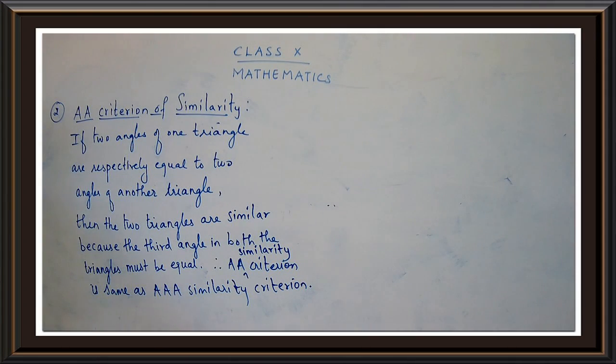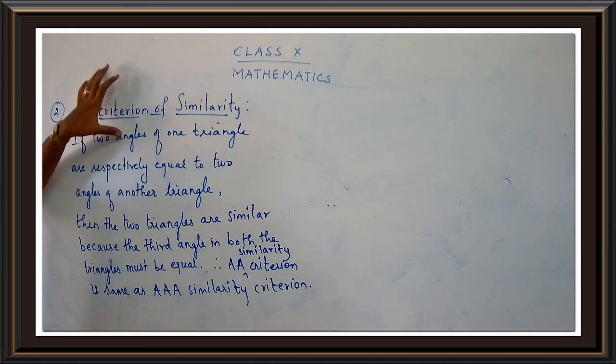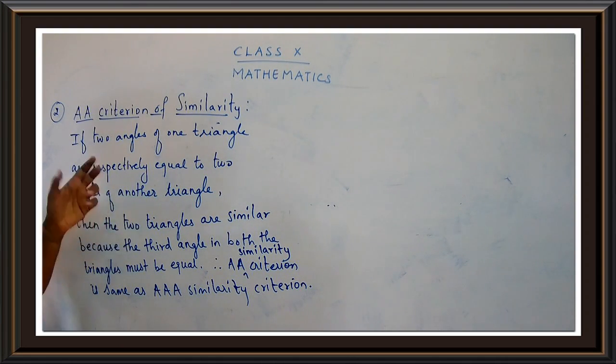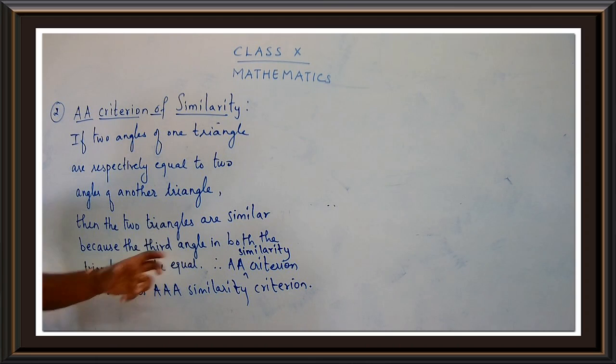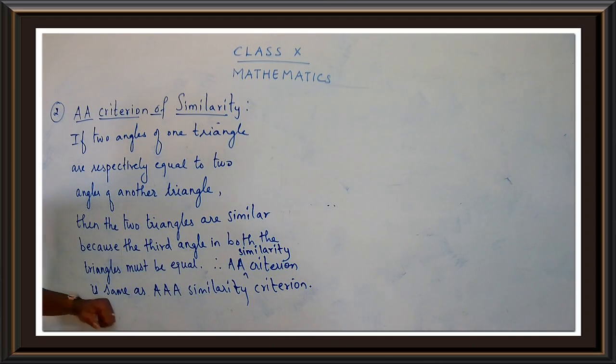Already I have explained to you. If two angles of one triangle are respectively equal to two angles of other triangle, actually this is enough for showing the AA criterion. But we know that if two angles are going to be equal, the third angle is automatically going to be equal when you apply the property over there. That is, the sum of three angles of a triangle is 180 degree. Okay. So then the two triangles are similar because the third angle in both the triangles must be equal. Therefore, AA similarity criterion is same as AAA similarity criterion.